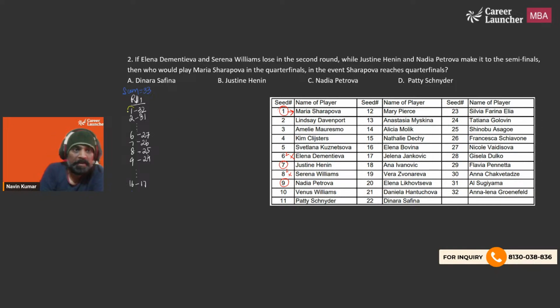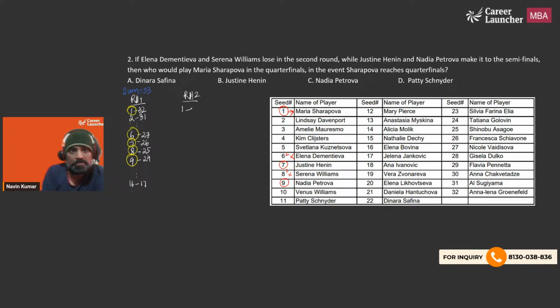Now, let's talk about the outcomes. We know that Maria Sharapova wins. We do not know anything about the 2nd match. We do know that the 6th match between seed number 6 and seed number 27 is going to lose, because seed number 6 makes it to the 2nd round. Seed number 7 also does, 8 also does, 9 also does, and we have no idea about the other matches.